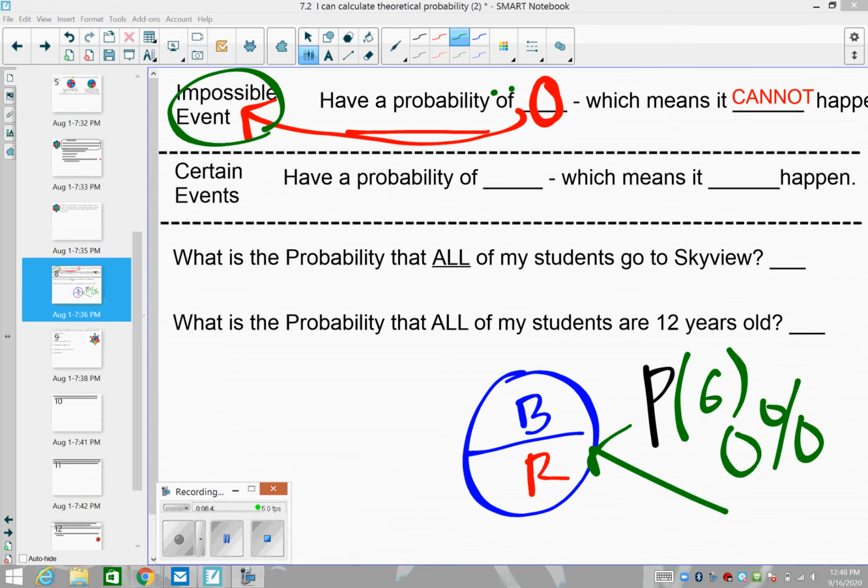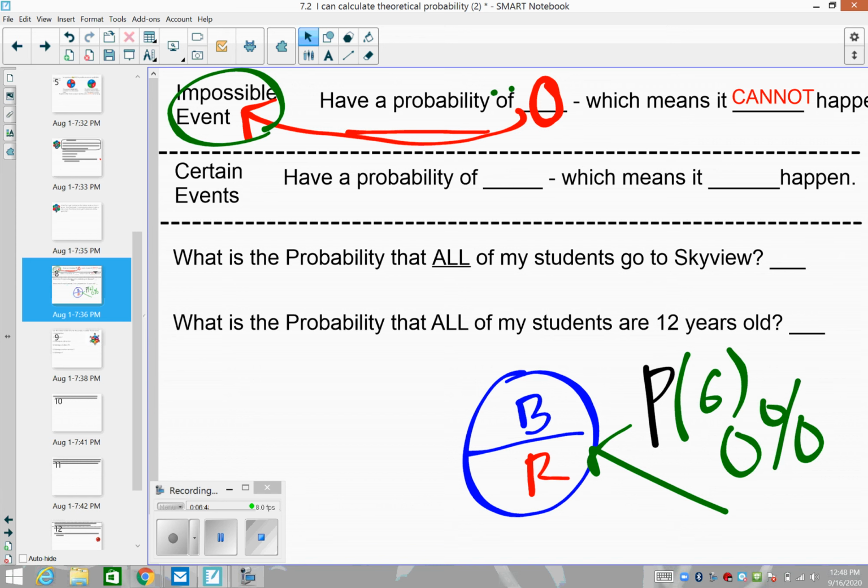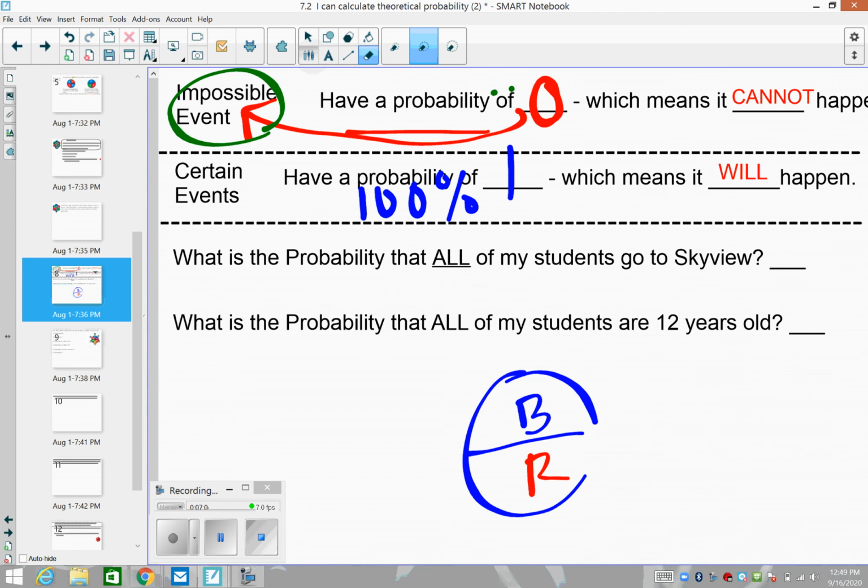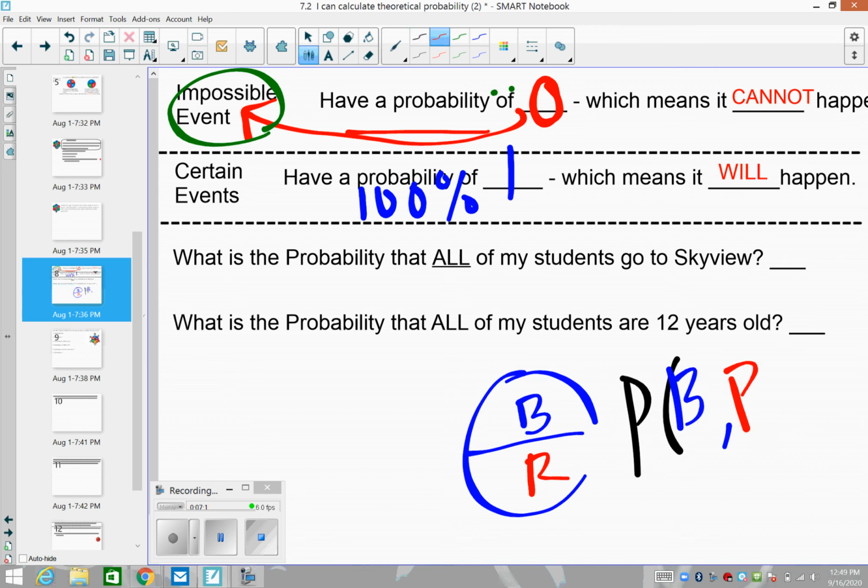Awesome. What's the opposite of that? A certain event. The probability of 1 whole or 100%. They're equivalent. 1 whole or 100%. It means that it's going to happen. It will happen. So if I ask you a different sort of question here on this same spinner, what is the probability that I either will get blue or I will get red? What's the probability that I get blue or red?